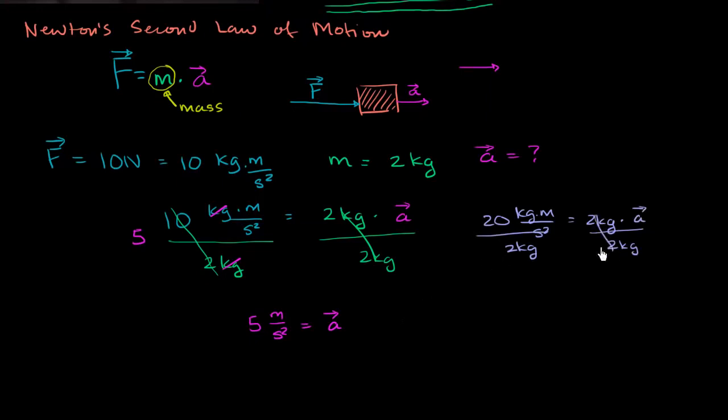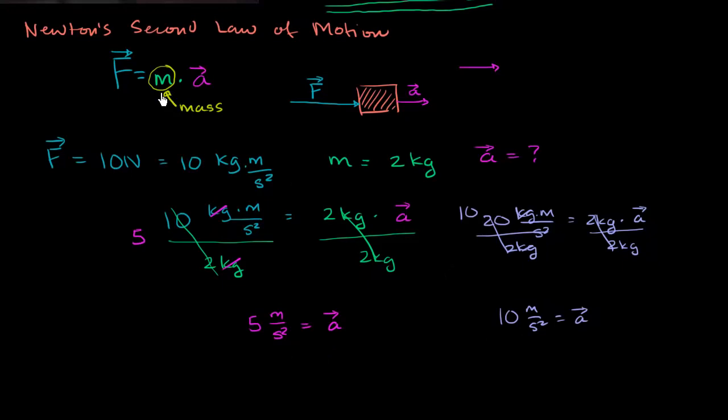And what do we get? Cancels out. 20 divided by 2 is 10. Kilograms cancel with kilograms. And so the acceleration in this situation is equal to 10 meters per second squared. So when we doubled the force, we went from 10 newtons to 20 newtons, and the acceleration doubled. It went from 5 meters per second squared to 10 meters per second squared. So we see that they are directly proportional, and the mass is how proportional they are.